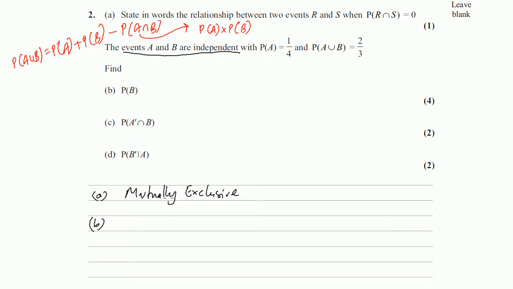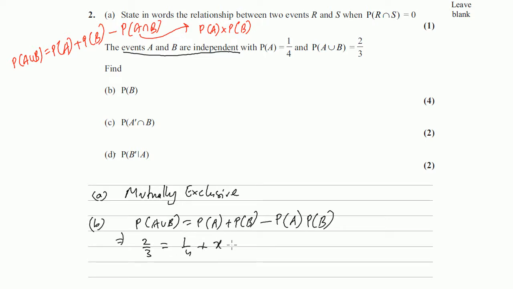So we can easily do this sum now. Probability of A union B is probability of A plus probability of B minus, now remember, A intersection B, independent means probability of A times probability of B. Probability of A union B is given as 2 by 3. Probability of A is given as 1 by 4. Probability of B is unknown, so let me write X here for probability of B.